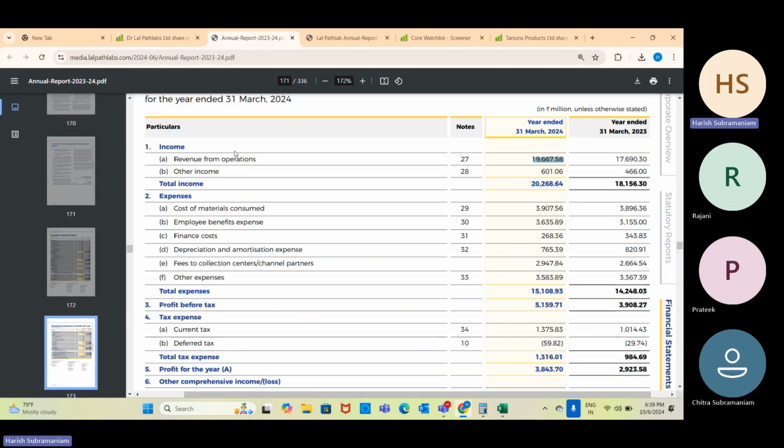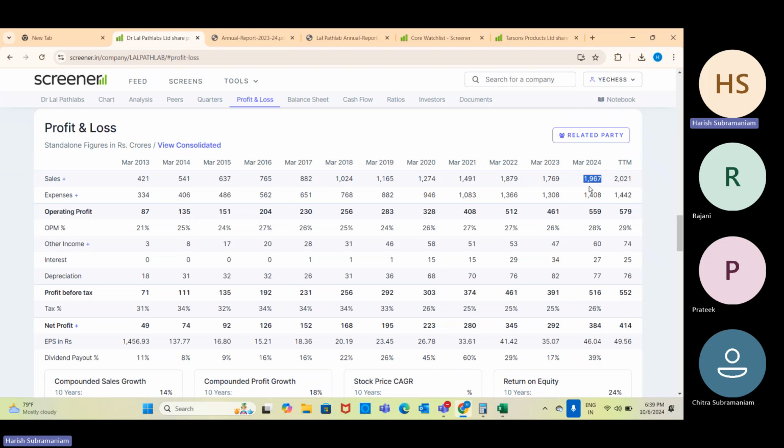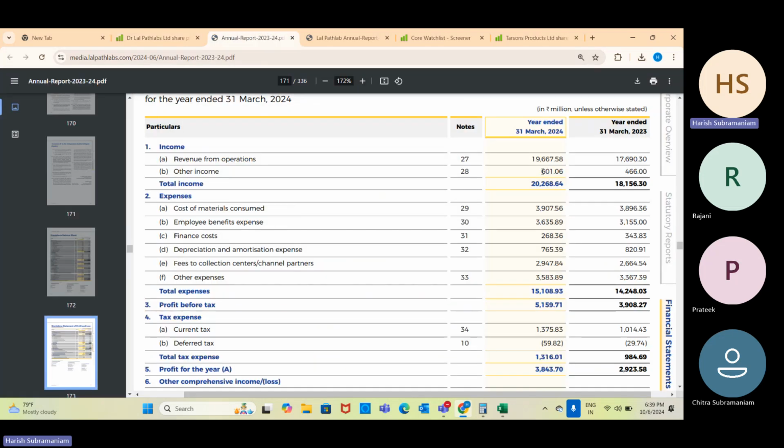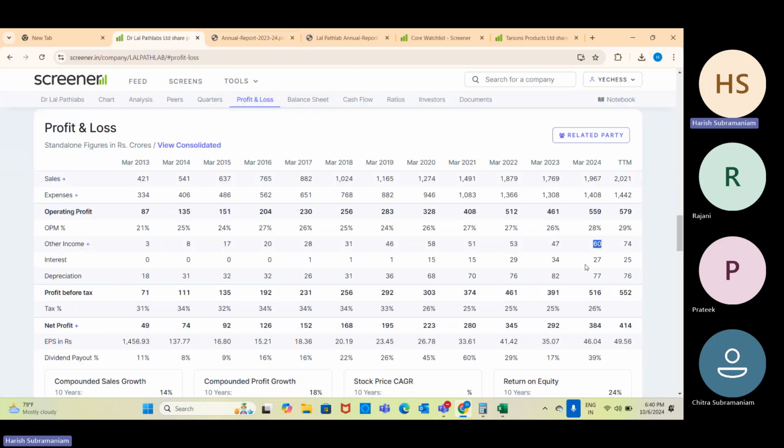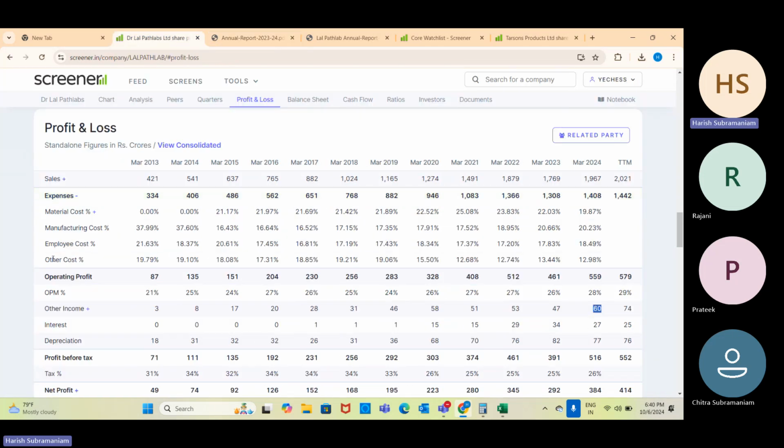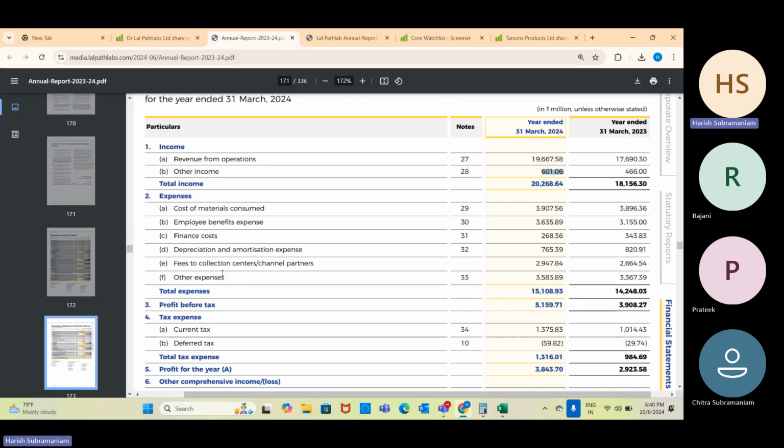Right. Now we have some other income, but that is not part of the normal income. So Screener has not considered this over here. You see here, other income is 60. And our other income here is 600 million, which is 60 crore. Okay. And then we have the expenses. Screener has not given a number, but it says employee cost is 18.49%. So let's actually calculate and see.